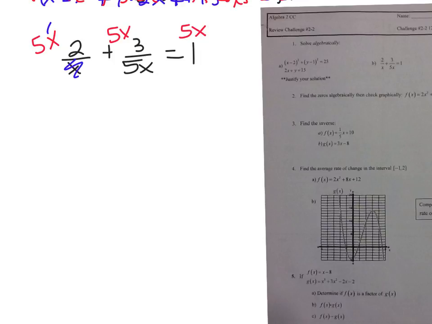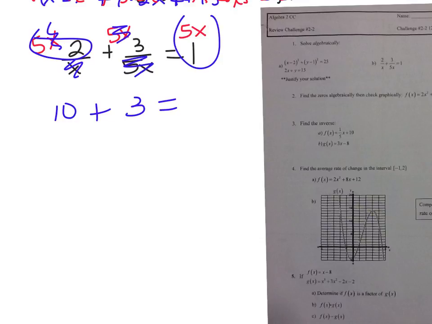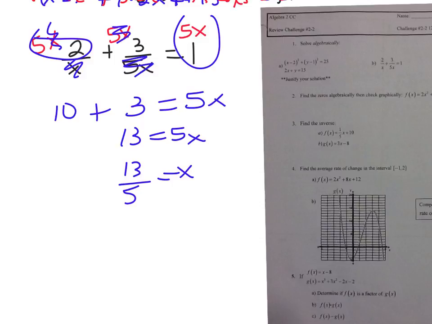So x and x reduce, so I'm left with 5 times 2 is 10. Plus 5x and 5x reduce, so I'm left with 3. Equals, nothing reduces here, so I'm left with 5x times 1 is 5x. So 13 is equal to 5x. X is equal to 13 fifths. Okay, next one. 1C.